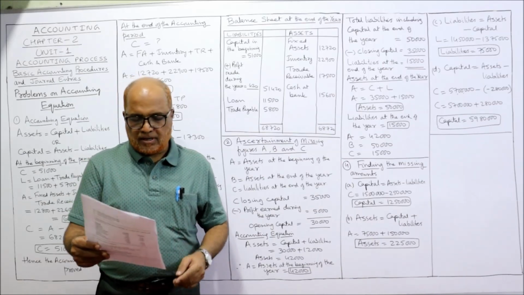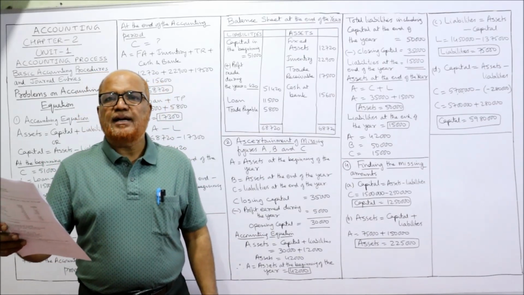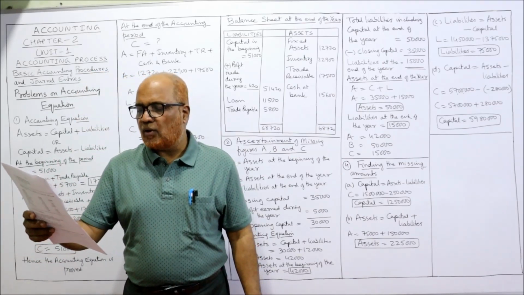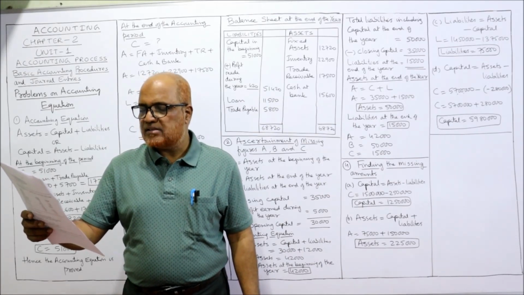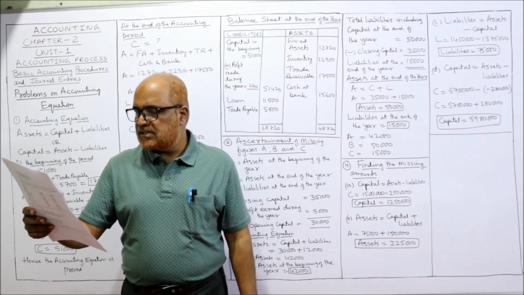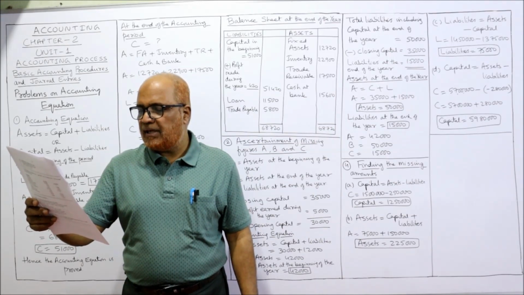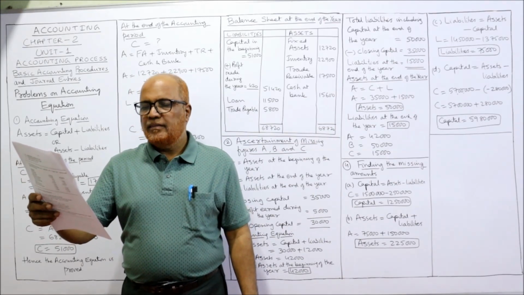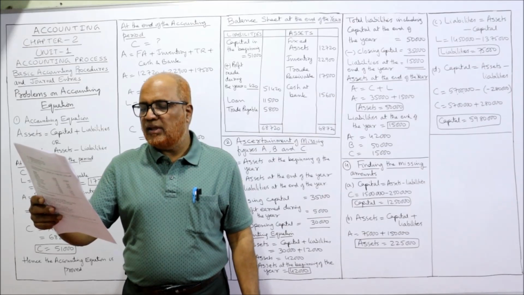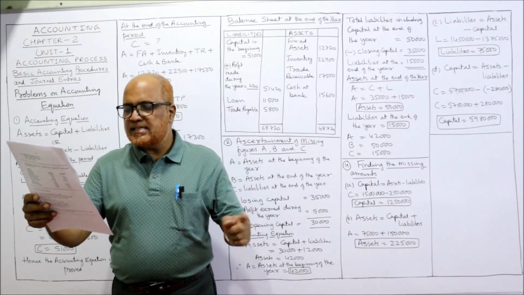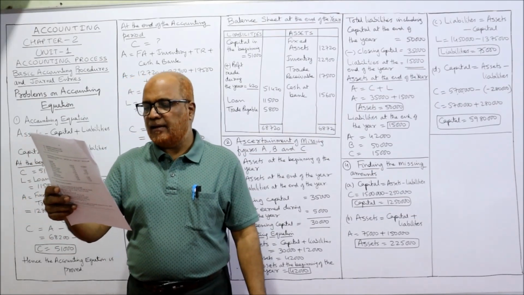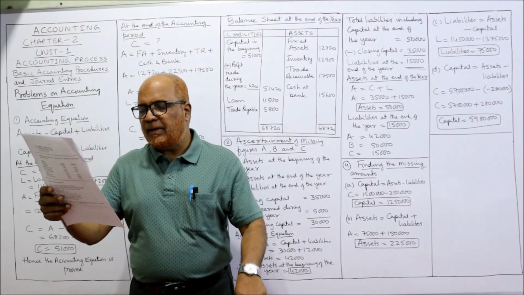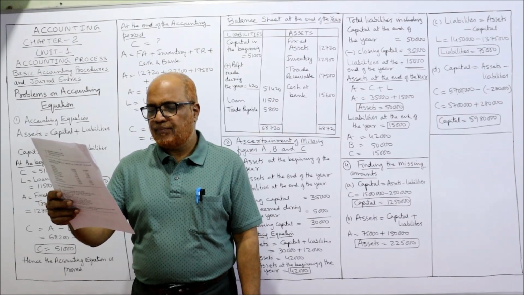Now, the second question I am reading out. Mr. David has provided the following details relating to his financials. Find out the missing figures. Some items are missing. The missing figures are A, B and C. The data given: profit earned during the year 5,000. Assets at the beginning of the year, we don't know. We have to find out A. Liabilities at the beginning of the year 12,000 given.